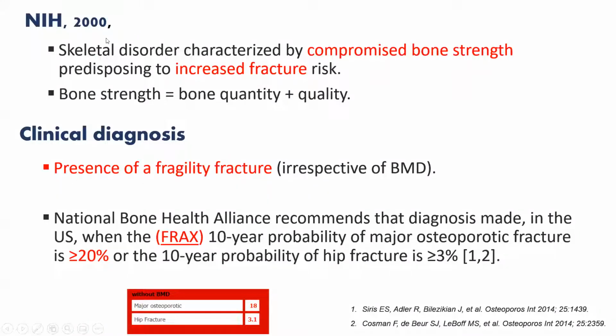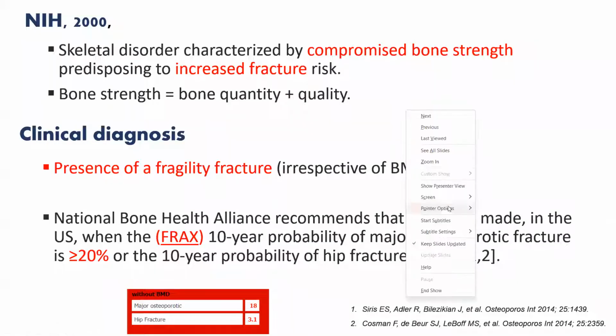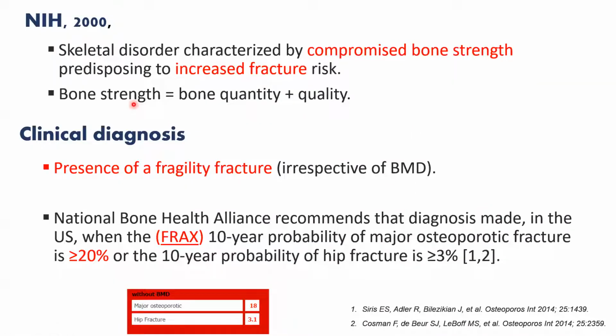In 2000, the National Institutes of Health defined osteoporosis as a skeletal disorder characterized by compromised bone strength, predisposing to increased fracture risk. And as you can see, bone strength could involve both bone quantity and bone quality. And we have the clinical diagnosis of osteoporosis. So the presence of a fragility fracture, irrespective of BMD, can diagnose the patient with osteoporosis.